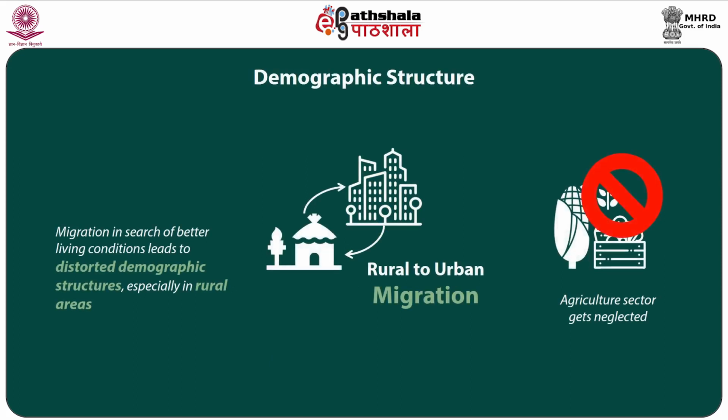And then, looking at the demographic structure of the developed countries, the rural to urban migration in search of better living conditions is also leading to distorted demographic structures, particularly in the rural areas, and as a result of that the agriculture sector is neglected. I think that is the end of this module.